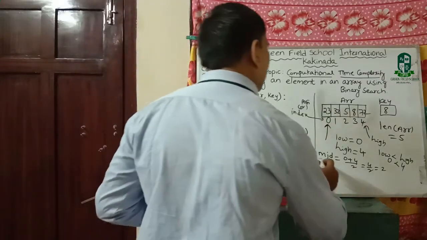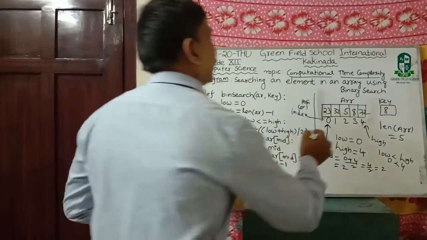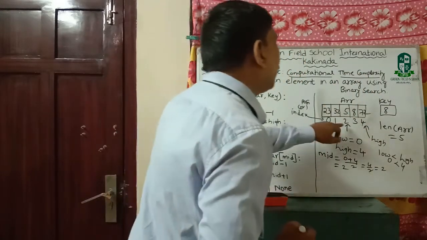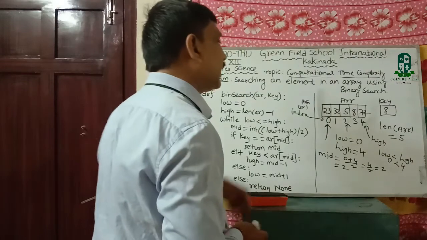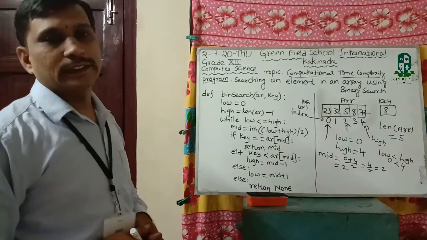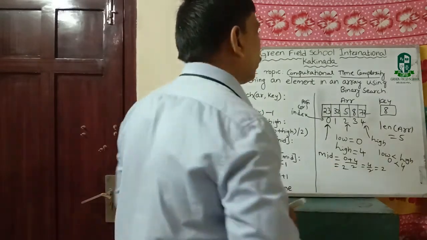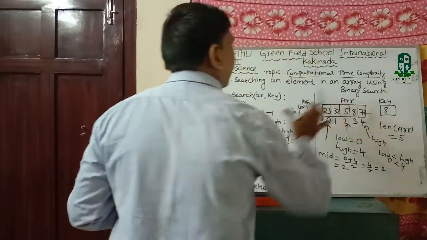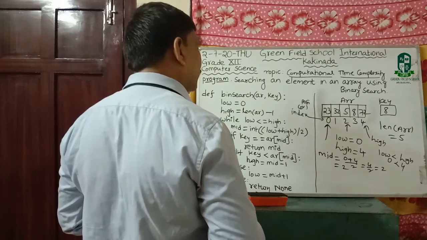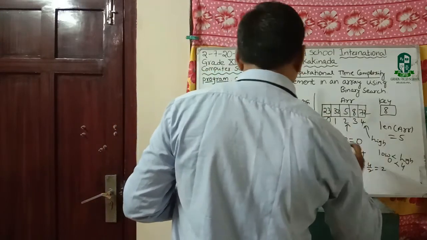Here mid is equal to 2. The mid position is 2. These are the positions 0, 1, 2, 3, 4. These are all the positions of the elements, the index or location. So we set the mid position as 2, and that's why we divide the entire array, the list of elements, into two parts. Then we find the key element.